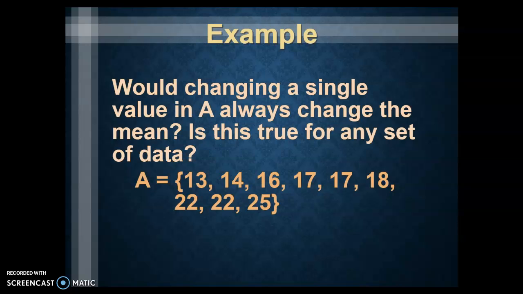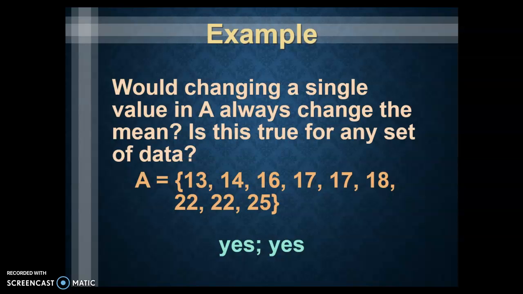All right, when we look at set A, we want to know if changing a single value in A always changes the mean. Does it change the average? And is this true for any set of data? So if I change that 13 to 23, or if I change that 25 to 27, would it change the average? And the answer is yes. And is that true for any set? Yes. Now, it's not going to change it by much.